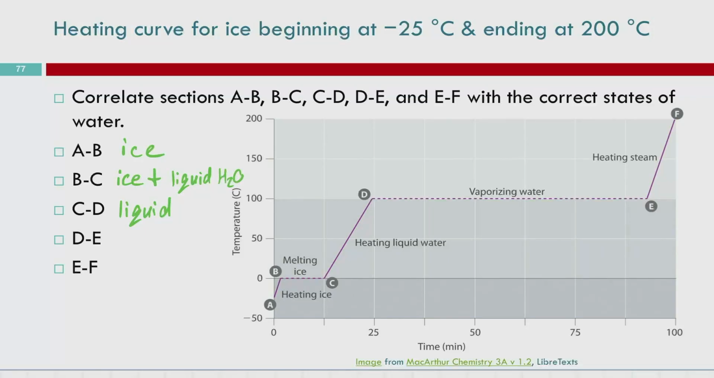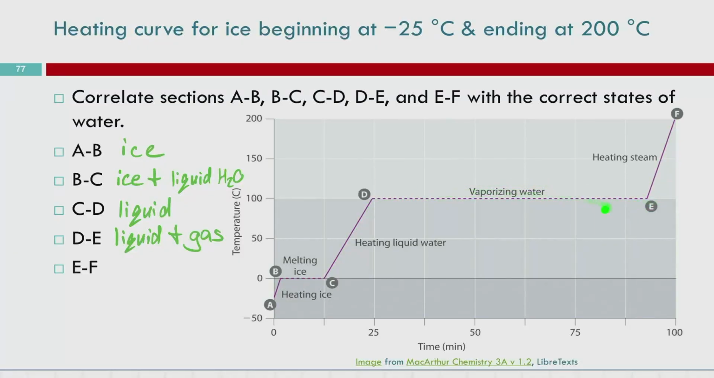That's what's happening at this C to D line segment. And then it gets up to 100 degrees Celsius, and the temperature locks out again. The reason the temperature locks out again is because we are at the boiling point. And so we have liquid and gas at this long D to E segment.